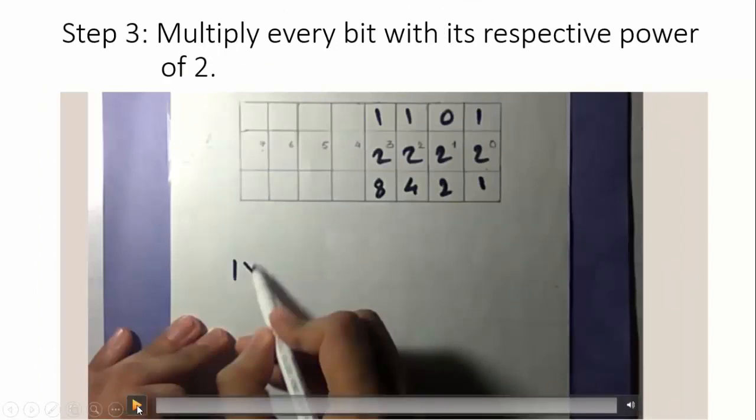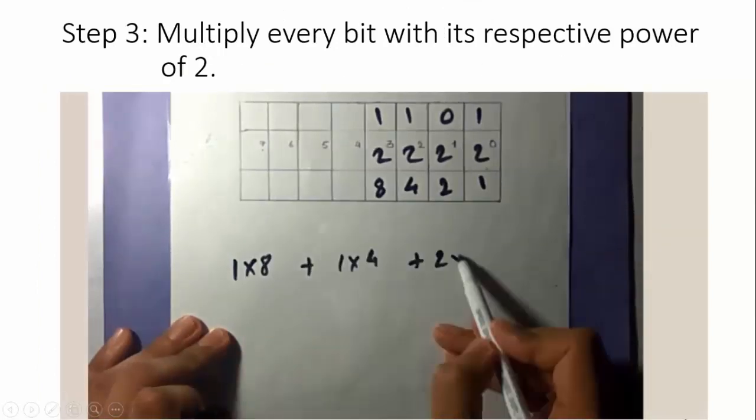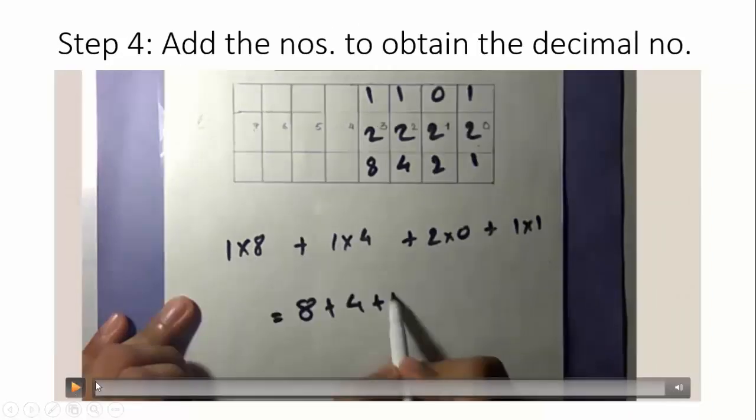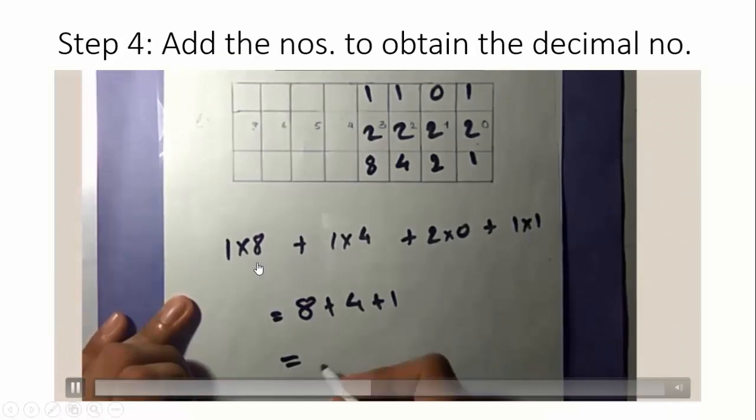The third step would be to multiply every bit with its respective power, like 8 with 1, 4 with 1, 2 with 0, and 1 with 1. And the last step in this would be to sum up all of these powers to obtain the final answer. So as we can see over here, 1101 in binary is converted or is written as 13 in decimal number system.